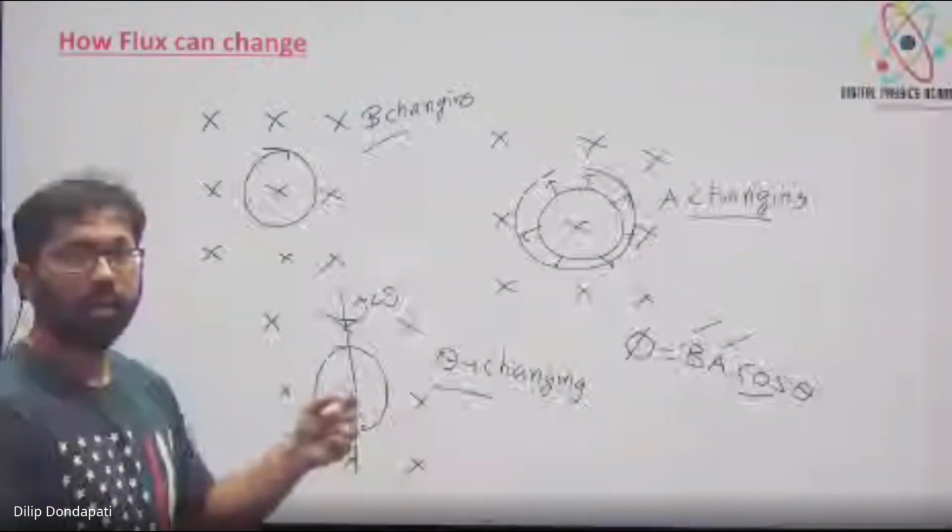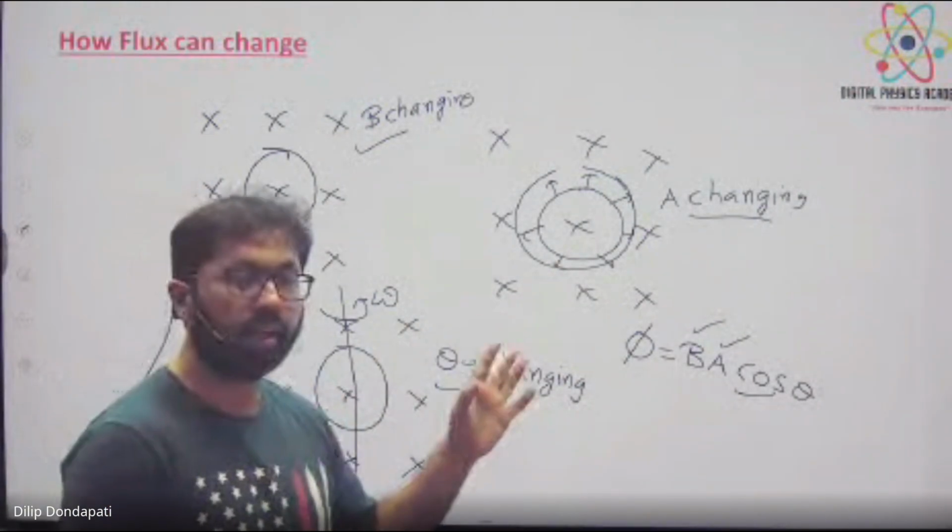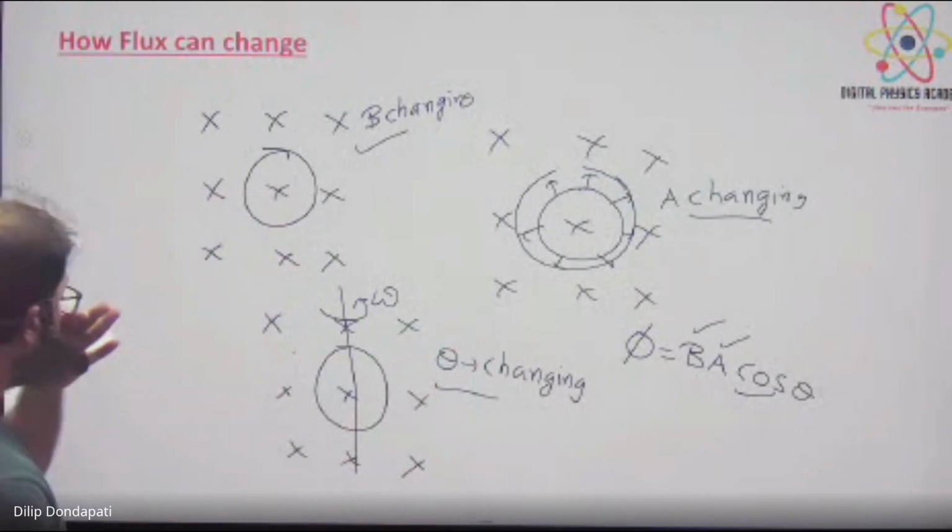So we learned the formula for induced EMF, instantaneous EMF, and the formula for current is E by R. Okay, let's go.